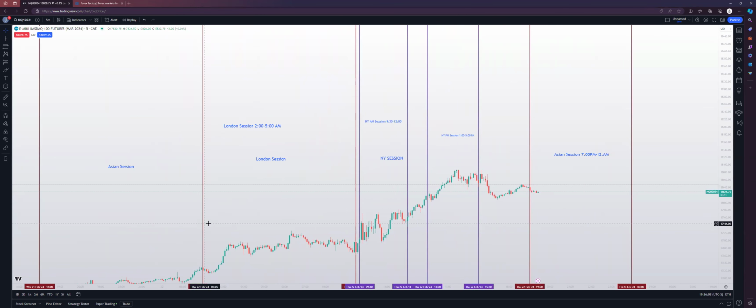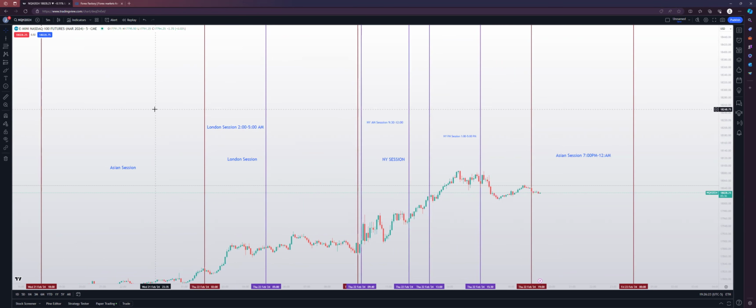From 2 until 5 a.m. is ideally the time frame you want to look to execute an order during London session. From the hours of 5 a.m. up until market open, once again, not that you can't take a trade at 6:30, 7:30, 8:30 a.m.